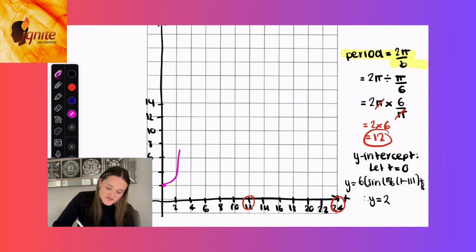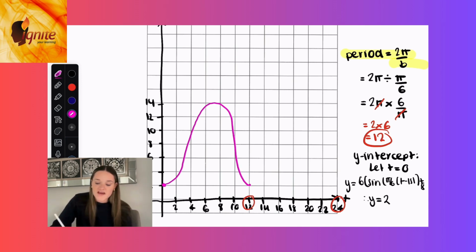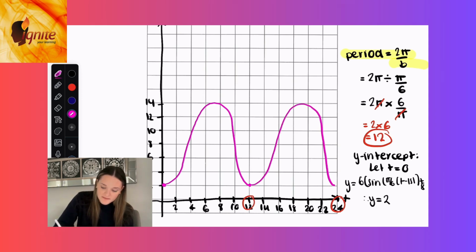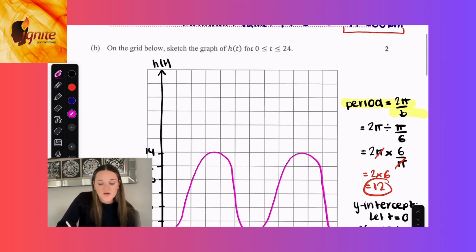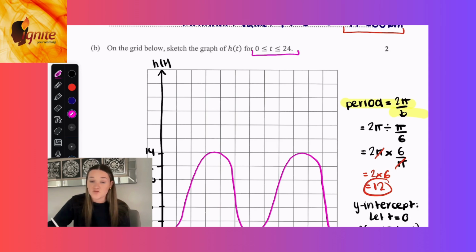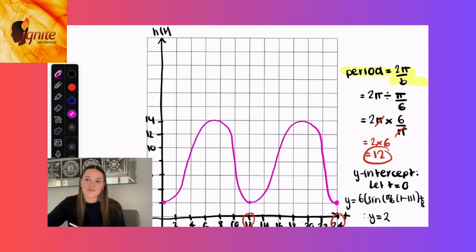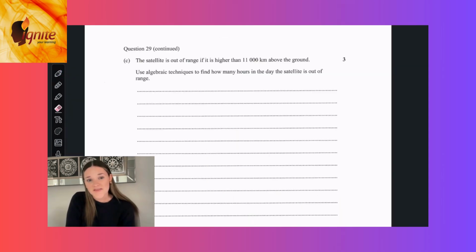You can then draw in your sine curve, making sure that it does one full rotation by the time it gets to t equal to 12. Perfect. I need to draw two end values because I've been given an inclusive domain, so I can have a value of 0 and a value of 24, and because it's a domain, I need to make sure that there are two endpoints there. Okay, so now that we've sketched the function, we can move on to part C.